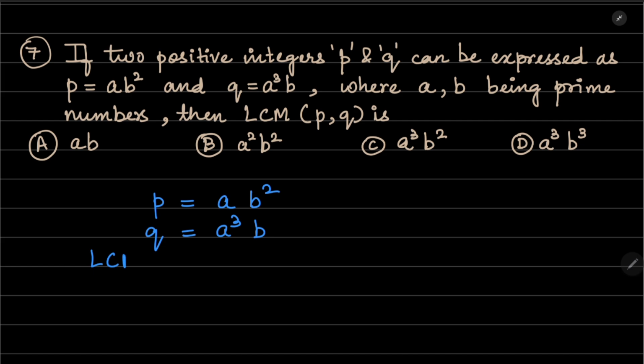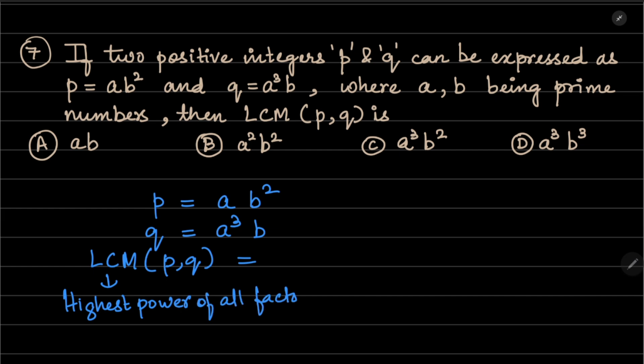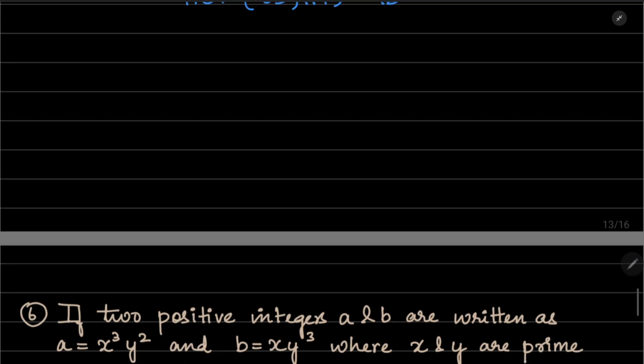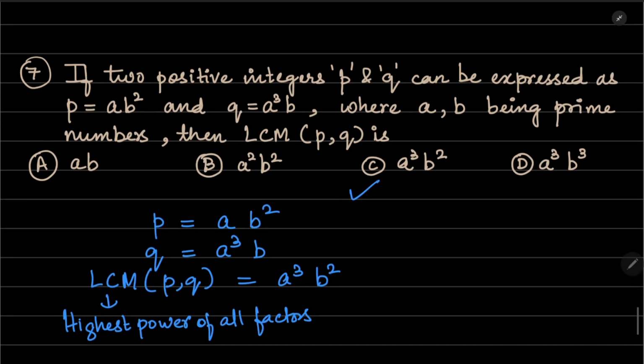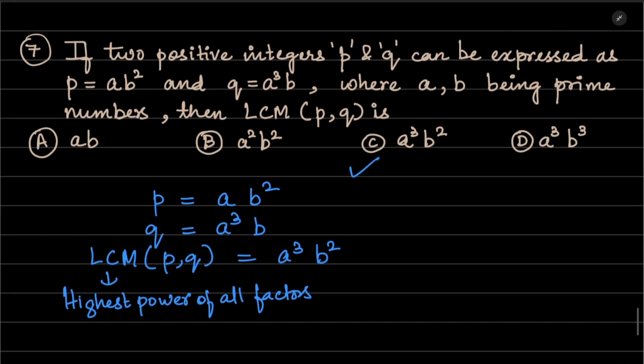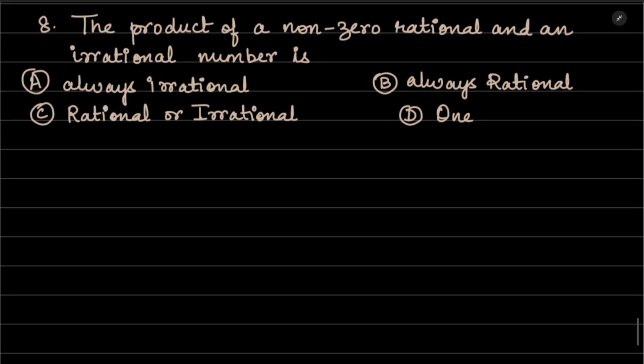So your LCM of p and q will be equal to, whenever you have the LCM, you have to take the highest power of all factors. Okay, so what is the highest power of a? It's a cube. What is the highest power of b? It's b square. So a cube b square, the answer is C. Answer is C, a cube into b square. That's your right answer.